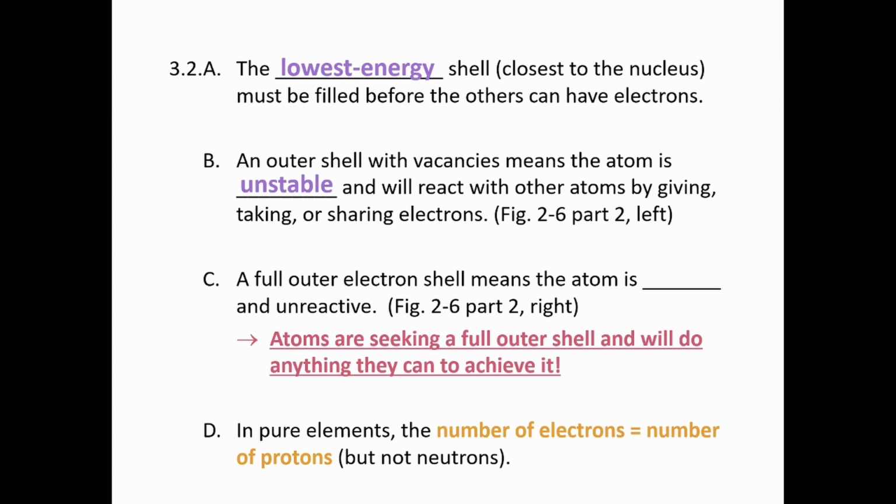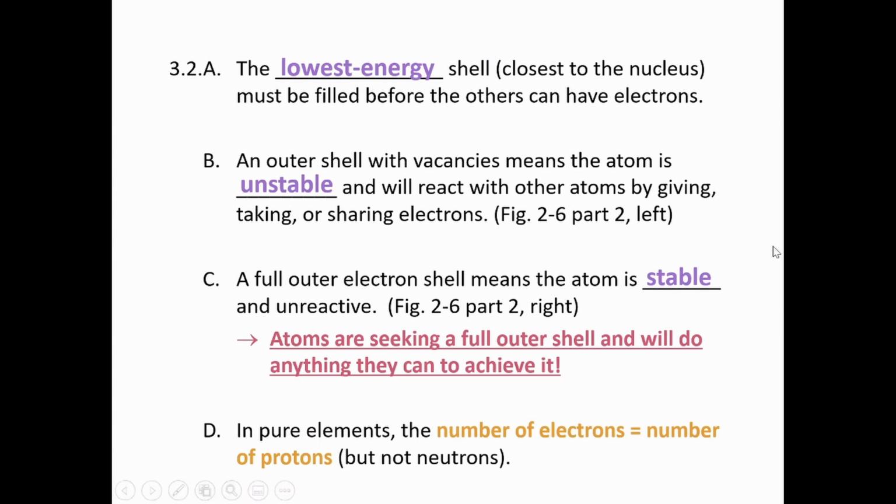We sometimes call this outer shell the valence shell, so if you're using other resources, you may see valence shell as another term. If we have a full outer shell, then our atom is stable and we don't want to react. Things like the noble gases have a full outer electron shell. They don't really do anything. They don't want to react with anything. Atoms want to get that full outer shell if they don't have it, and they will do whatever it takes to get that full outer shell.